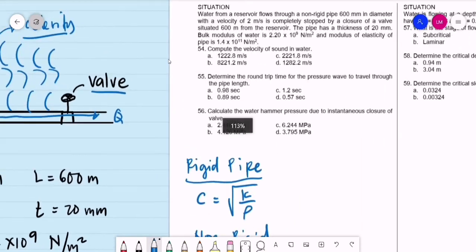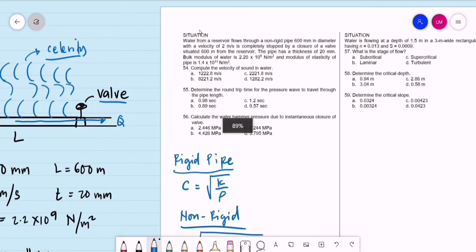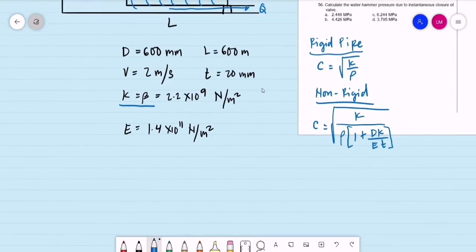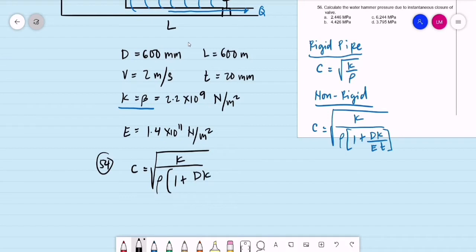Okay, so for question number 54, compute the velocity of sound in water. That is the celerity. The problem says that this is a non-rigid pipe, so we go with the non-rigid formula. Since we have the units, more likely we just do direct substitution. So we have number 54. The celerity is equal to the square root of the bulk modulus of water, divided by the density of water, multiplied by 1 plus pipe diameter times bulk modulus, divided by modulus of elasticity of the pipe times the pipe thickness.